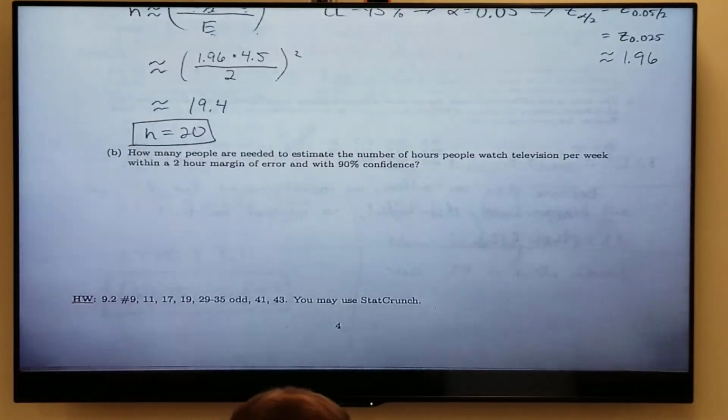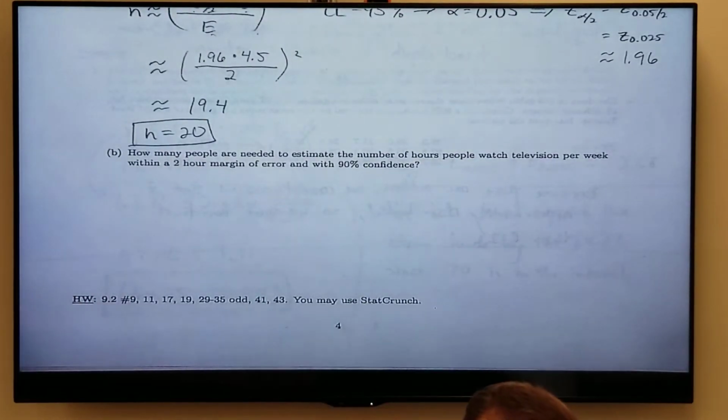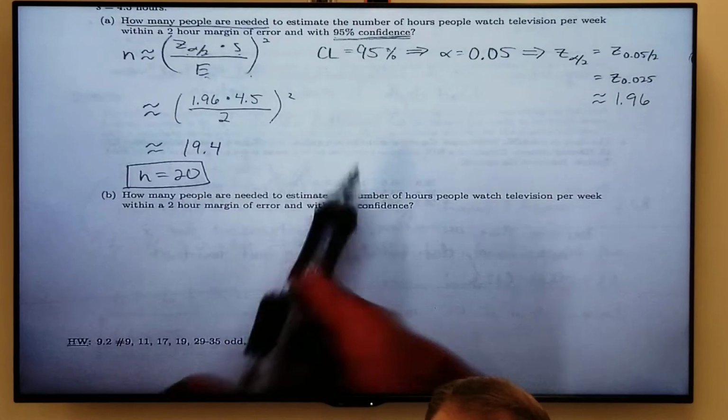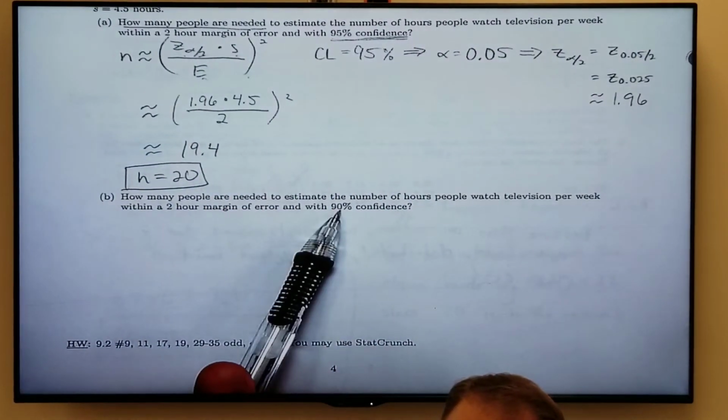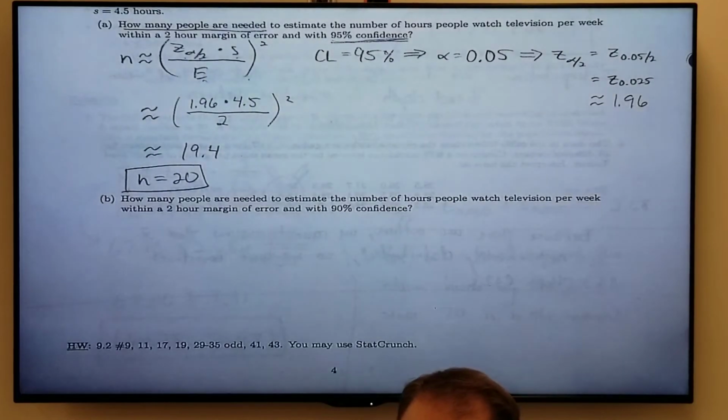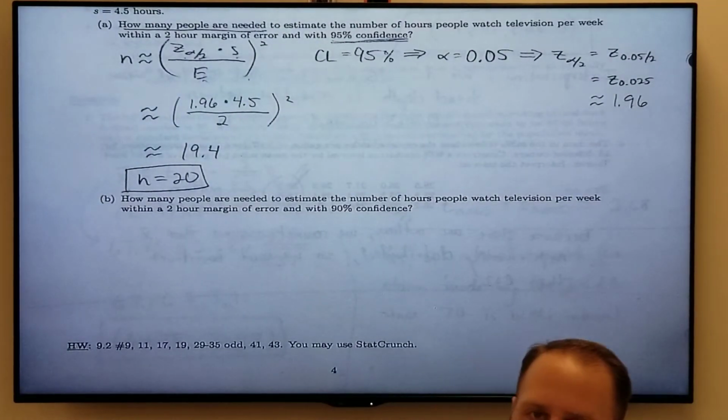Part B is related. It says how many people are needed to estimate the number of hours people watch television per week within a 2-hour margin of error and with 90% confidence. Okay, so this time, in part A, we want it to be 95% confident. In part B, we're okay with only being 90% confident. Now, what do you think would happen to the sample size?